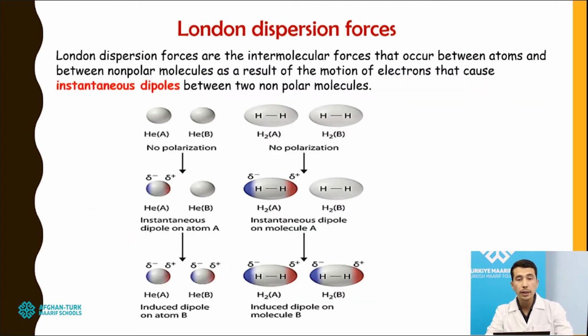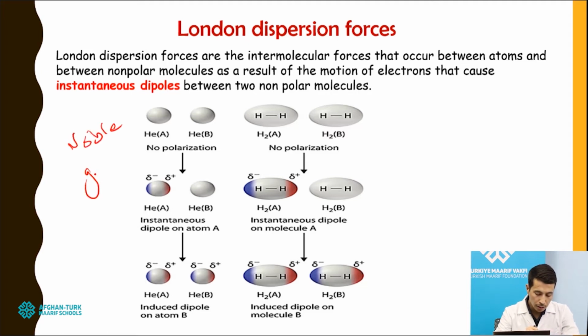What about the next one? The next one is London dispersion forces. London dispersion forces exist in non-polar molecules. If the molecule is non-polar, it has non-polar covalent bonds between the atoms inside the molecule. In this case, London dispersion forces will be formed. London dispersion forces are also formed in noble gases. Now you can see this helium and helium.